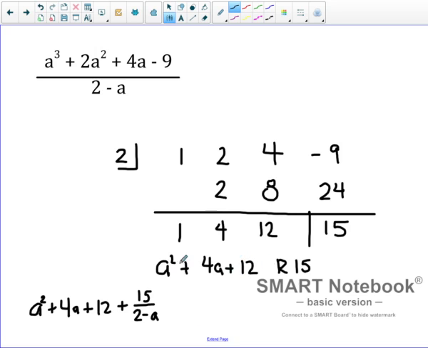So here's one way of writing the result. So I have the polynomial and the remainder, and then here's another way of writing that result where we write the remainder as another term in our polynomial.